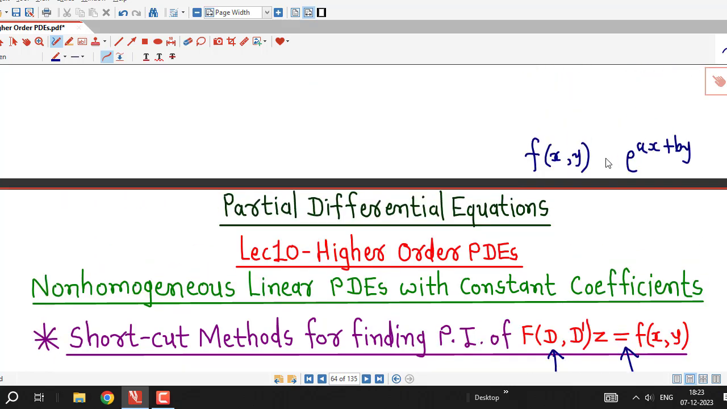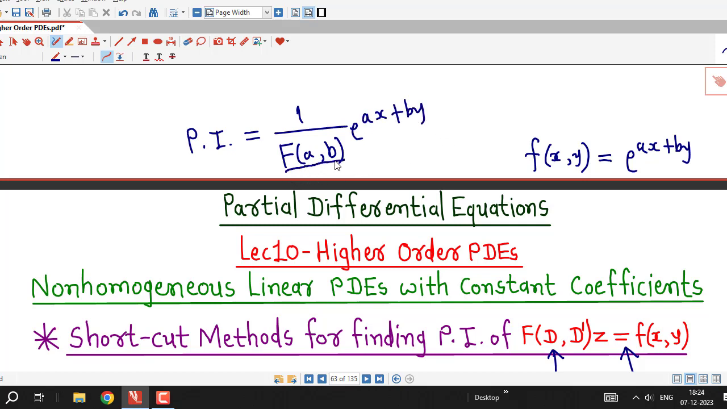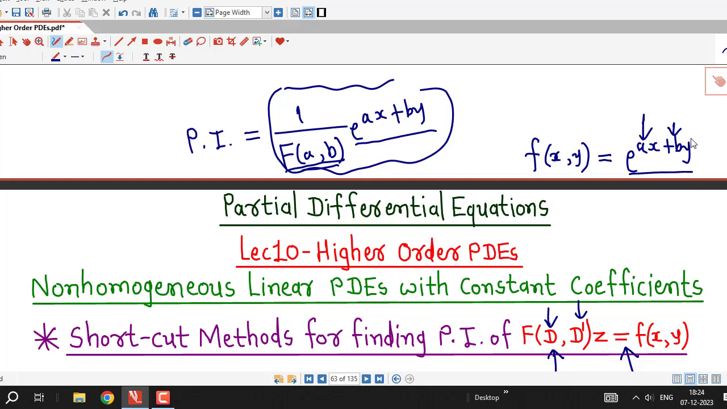If you recall, if f(x,y) is equal to e raised to ax plus by, then the particular integral was given by 1 over F of (a,b) times e raised to ax plus by, if this F of (a,b) is non-zero. That is, we put D equal to the coefficient of x and D dash equal to the coefficient of y, and we check if F of (a,b) is non-zero or not. If it is non-zero, then this is going to be the particular integral for this type of right hand side, that is, the exponential function.